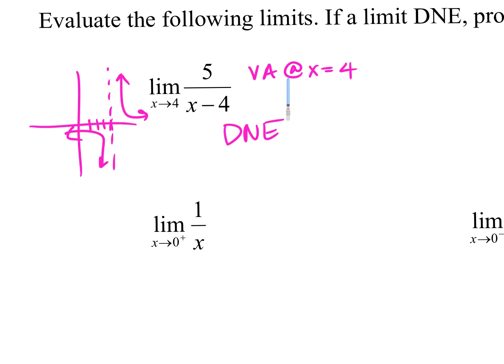Do you want to write yourself maybe a little reminder? How did I know I had a vertical asymptote there? The denominator is 0 at 4. The denom.